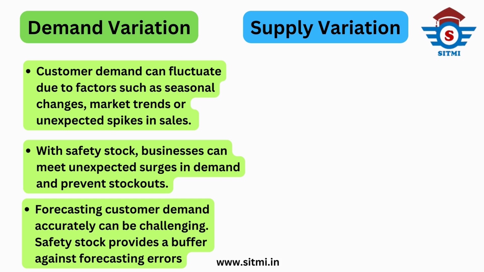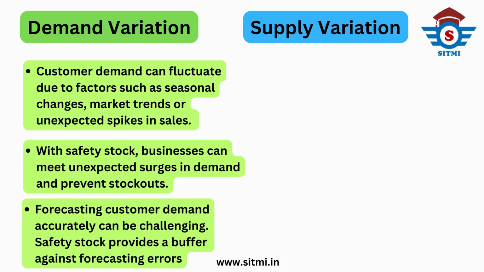We also know that demand forecasting is an uncertain activity. In today's complex world, forecasting customers' demand accurately can be challenging for supply chain professionals. That is why safety stock provides a buffer against forecasting errors. For example, if the actual demand exceeds the forecasted demand, then safety stock can bridge the gap between the two until the replenishment arrives. That was all about demand variation.